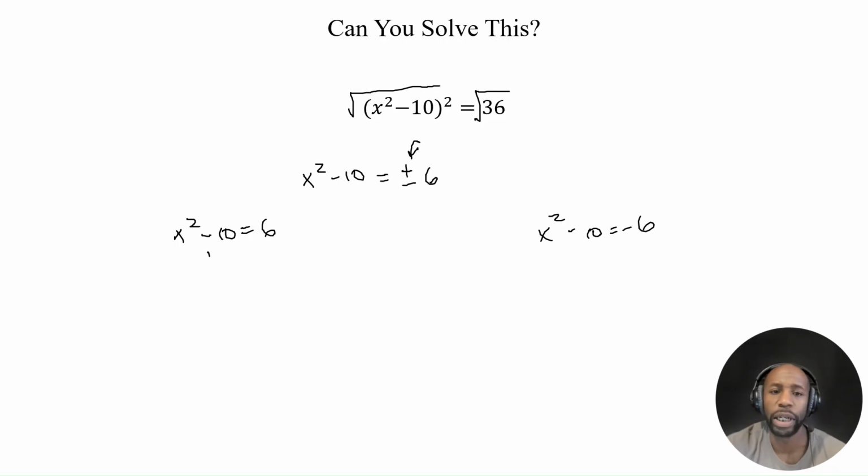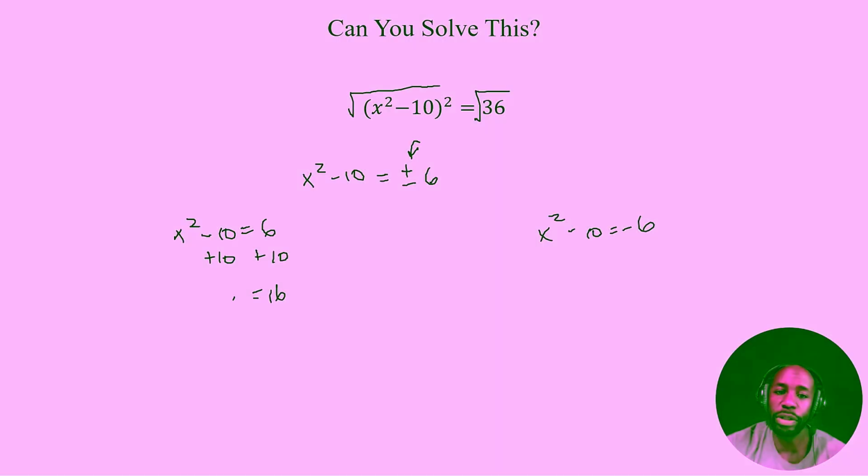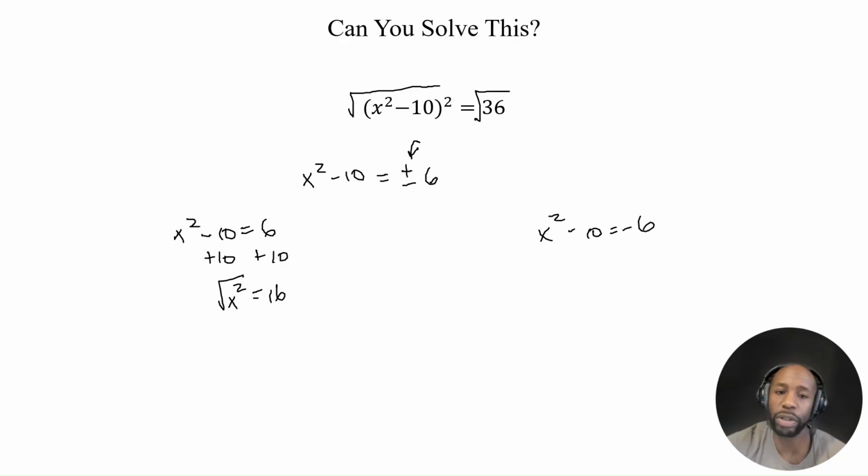Let's solve the first one. Add 10 to both sides. x² is equal to 16. Take the square root of both sides, and x is equal to plus or minus 4.